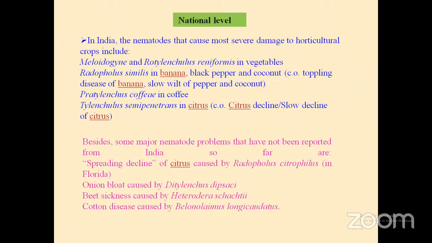Even there are some nematodes that have not been reported in India, but have already taken their own stake in causing damage abroad, especially in citrus.